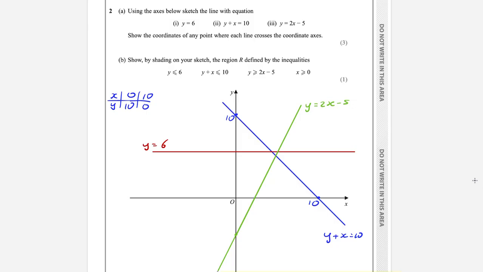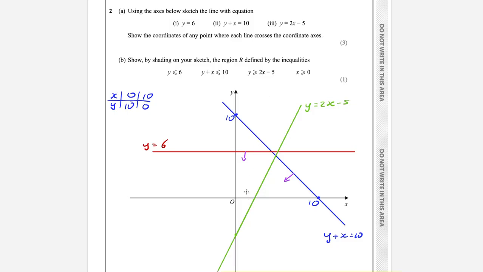Okay, so, and I have to put or. So y is less than 6, so it's below this guy here. Y plus x is less than or equal to 10, so it needs to be, well, down this side. You can sub in a point, guys. If you sub in 0, 0, is 0 plus 0 less than or equal to 10? Yep, so it's down here. And then y is to be greater than 2x plus 5.